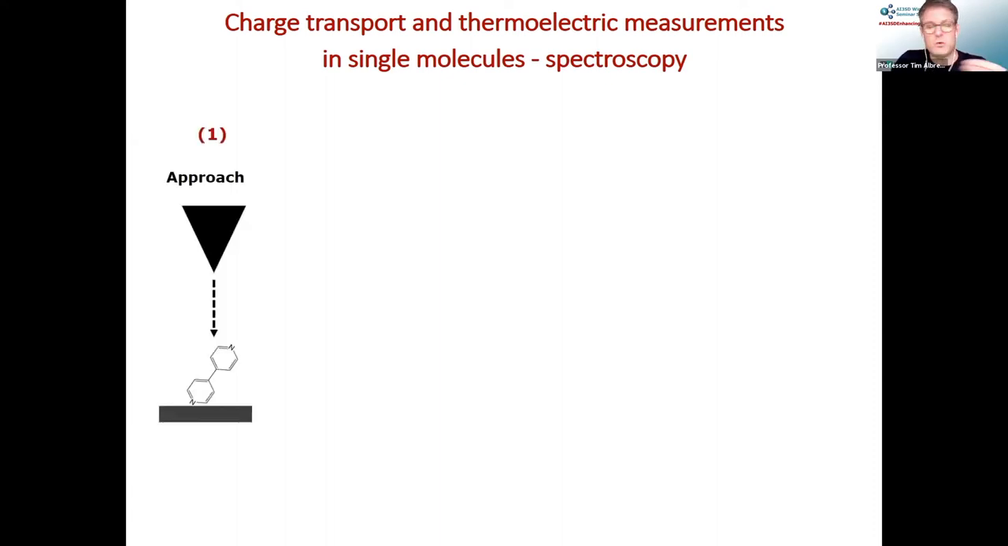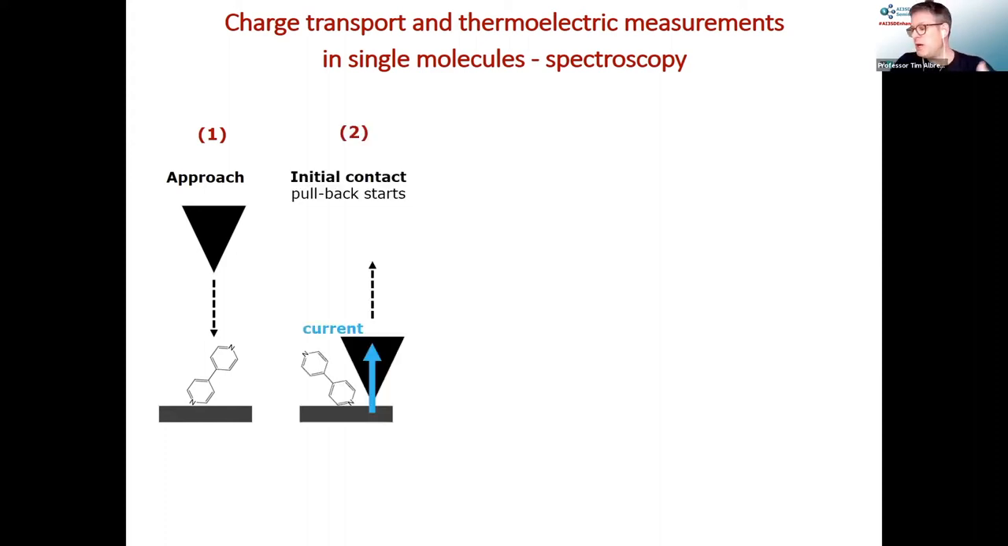Typically you would bring the molecule onto the substrate surface, not just a single molecule, but many molecules suitably spaced between one another so they don't interact. Then you would bring the STM tip, the needle, close to the surface. Initially you might even bring those into full contact, and that means that all the current passes directly from the substrate onto the tip. And then you start pulling back that tip with a certain speed.